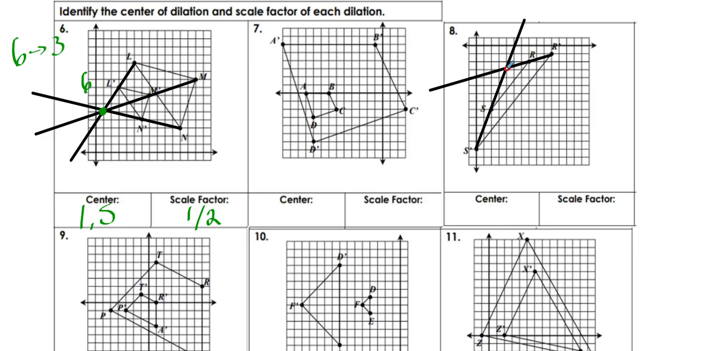So I'm looking at where that point is. 1, 2, 3, 4 over, 3 down. That's (4, negative 3). R originally is 3 to the right. R prime ends up 6 to the right. It went from 3 to 6. That's a scale factor of 2.